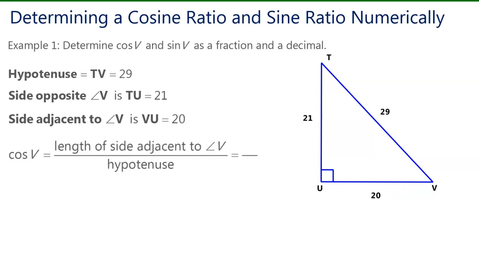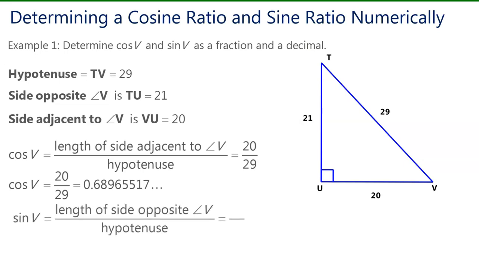Cosine of V is the length of the side adjacent to angle V divided by the hypotenuse, which is 20 divided by 29. Cosine of V is 20 over 29, which as a decimal is 0.68965517, continuing. Sine of angle V is the length of the side opposite angle V divided by the hypotenuse. This is 21 divided by 29. Sine V is 21 over 29, which as a decimal is 0.72413793, continuing.